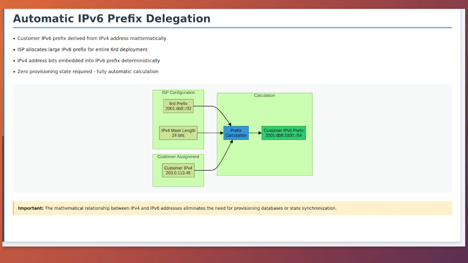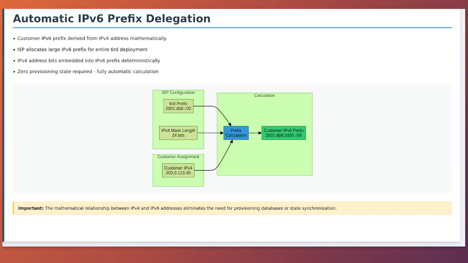Here's how it works mathematically. The ISP first allocates a large IPv6 prefix for their entire 6RD deployment, typically a /32 or larger. Let's say they use 2001:db8::/32 as their 6RD prefix. They then define how many bits of the customer's IPv4 address will be embedded into the IPv6 prefix. In many cases, the entire 32 bits of the IPv4 address are used, but if the ISP's IPv4 addresses share a common prefix, those common bits can be omitted to save space.